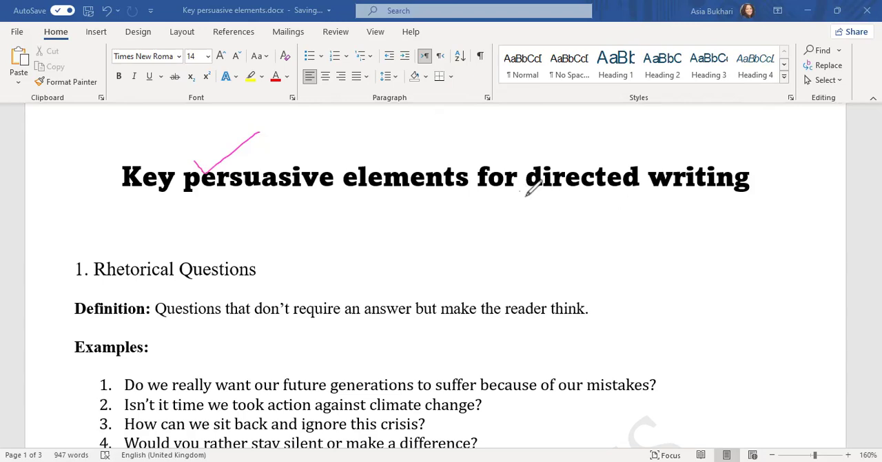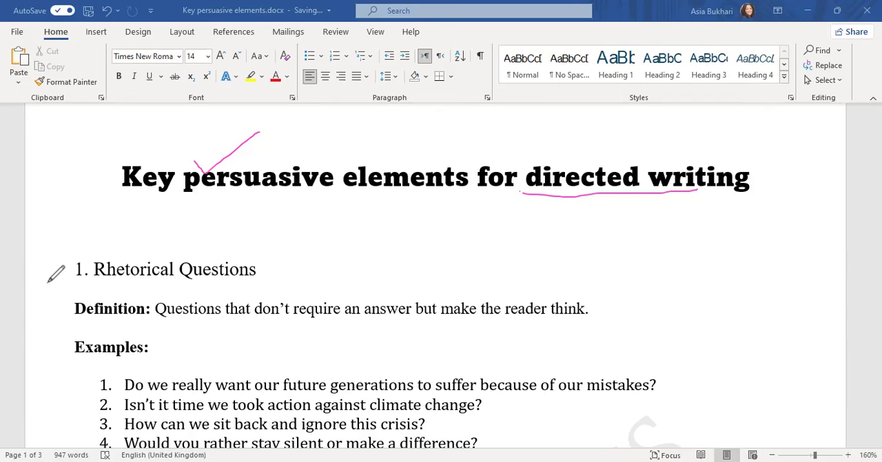And we all know that for directed writing, we have to produce either a speech, an article, an email, a letter, or a report. But whatever it is, we have to be really persuasive. We have to convince our audience, and we have to persuade our readers of our point of view. And this persuasion, this convincing cannot be done until you are using these persuasive elements.